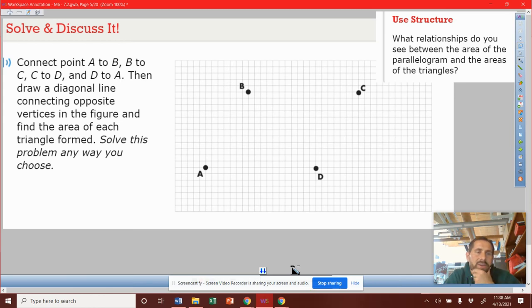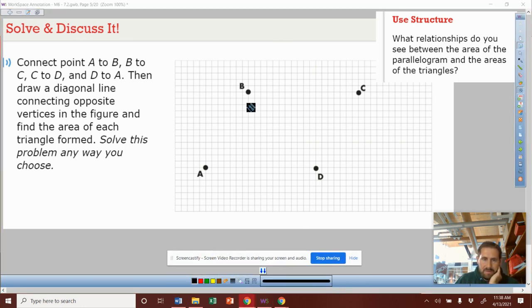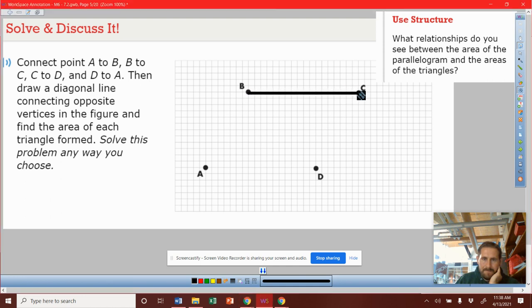Let's take a look at Solve It. Connect points A to B, B to C, C to D, and then D back to A. So in order to do this, they're asking us to go from here to there. Sorry, from A to B, B to C, C to D, and D back to A.